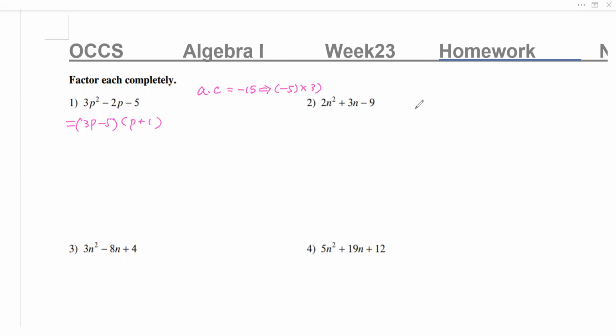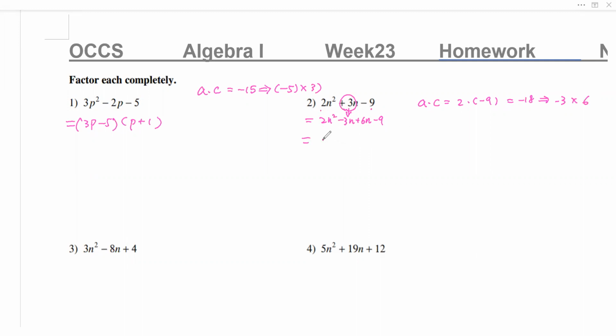All right. See the second one. A times C, so A times C equal what? 2 times negative 9 got a negative 18. The negative 18 need to factor into what? Their result would be positive 3. 3 times 6, right? Which one is positive? Negative 3, positive 6, right? So this one is breaking down into negative 3n plus 6n, right? So we can quickly get it here.